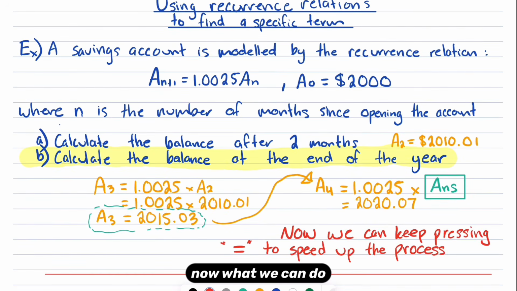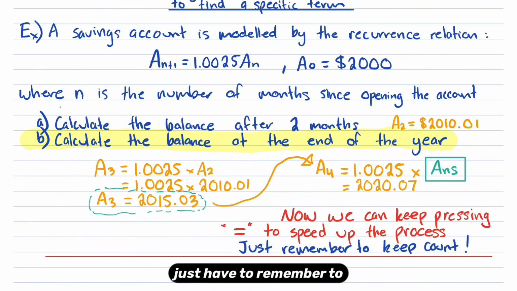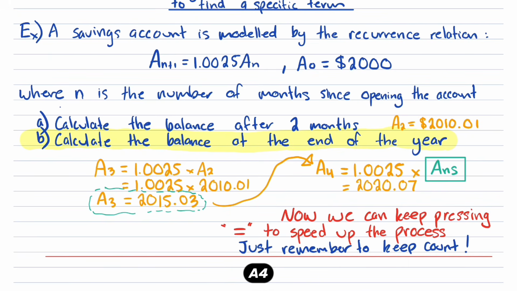Now what we can do is just continue to press equals. To speed up the whole process, we just hit equals, equals, equals, equals. And what that will do is tell us what A5 is, A6, A7, A8, etc. We do just have to remember to keep count as you're going. So when I'm hitting equals, equals, equals, I'm generally counting in my head, going A4, A5, A6, A7, A8, until I get up to A12.